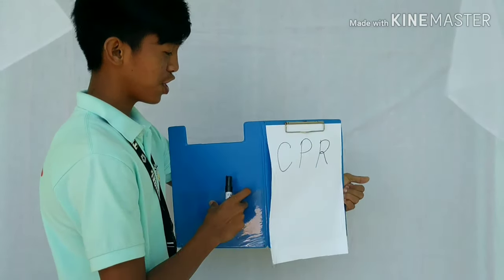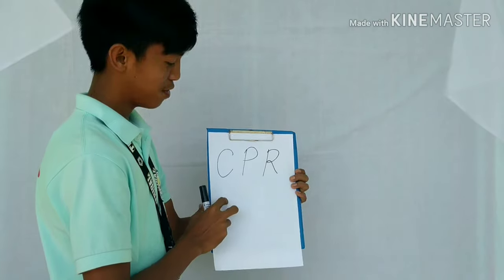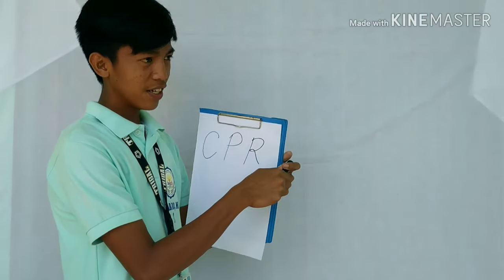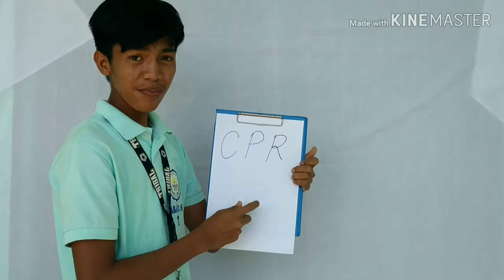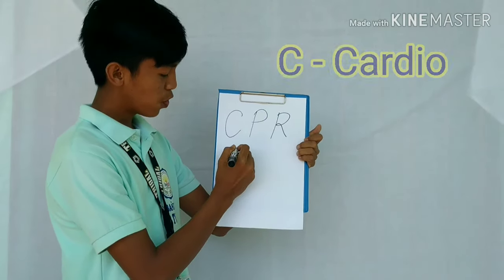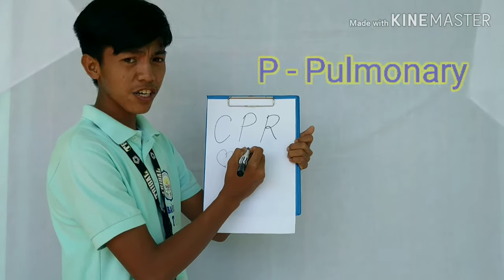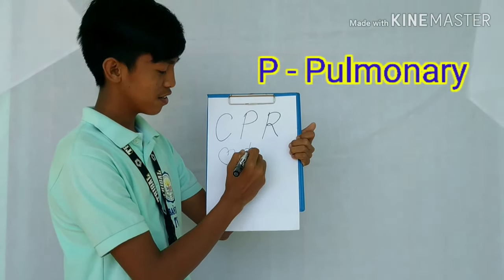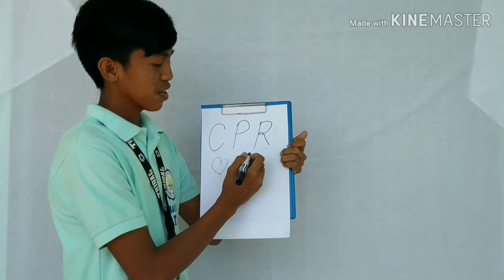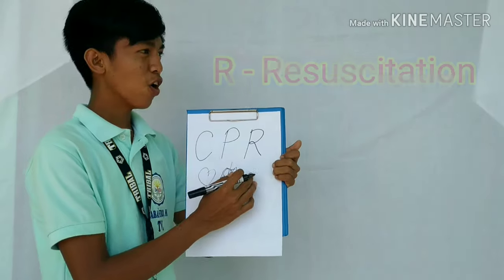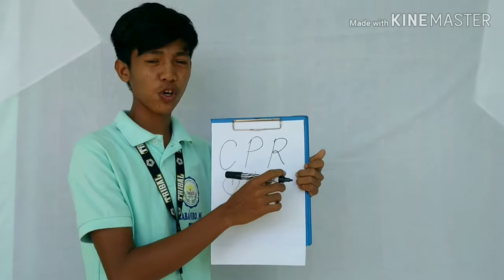Our topic for today is all about CPR. What does CPR stand for? C stands for cardio, or the heart. P stands for pulmonary, or our lungs. R stands for resuscitation, or to rescue or to revive a person.